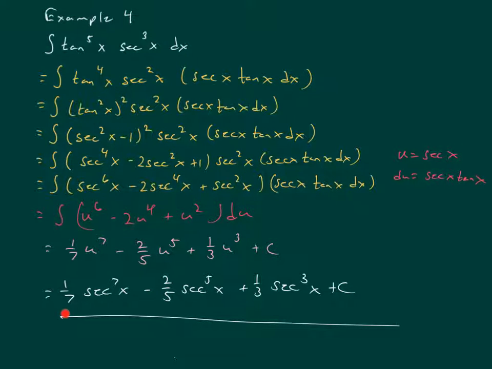When I go back with the substitution, I'm going to have 1/7 secant to the seventh x minus 2/5 secant to the fifth x plus 1/3 secant cubed x plus c. And that would be the integral of that particular function.